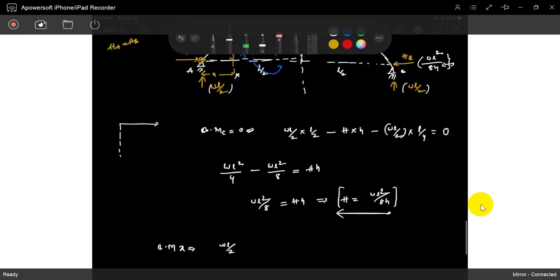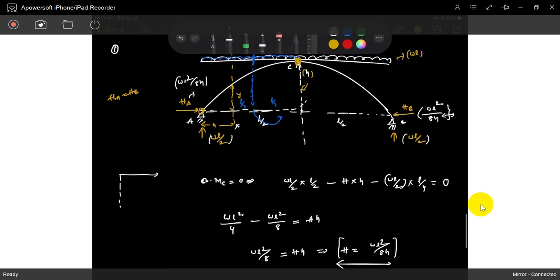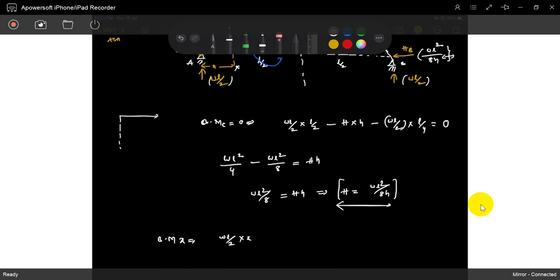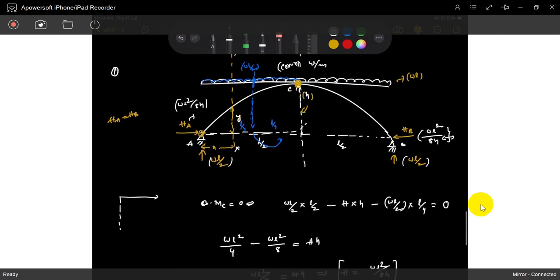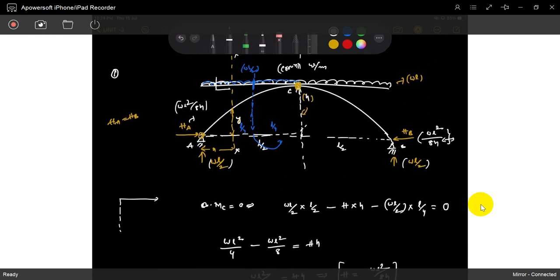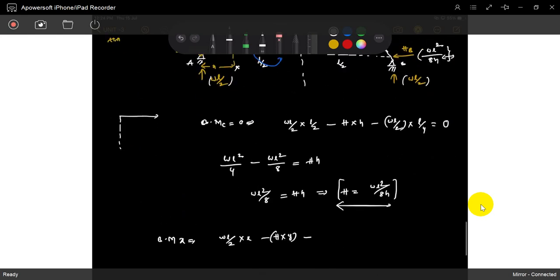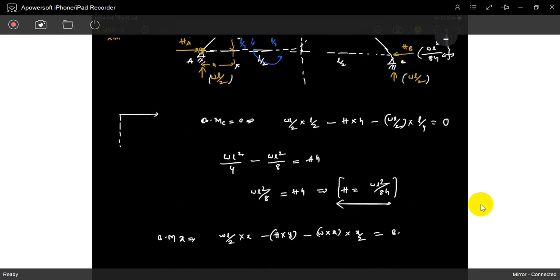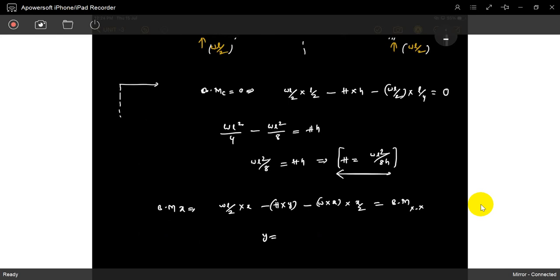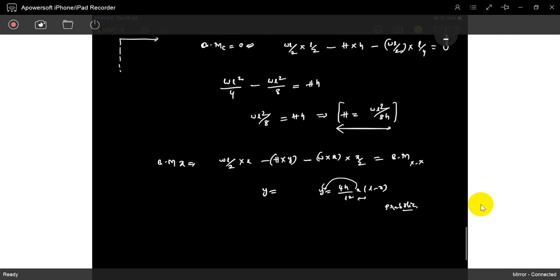See, WL by 2 multiplied with x. Understood? WL by 2 multiplied with x. Okay, minus H into y, we don't know y. And also this small loading has, okay, x by 2. So what is that? W multiplied with x is the load, and x by 2 is the distance, equal to the bending moment at that location. See, what is y? If it is x, y is equal to 4h by l square into x into l minus x. We already know it. It is a parabola.